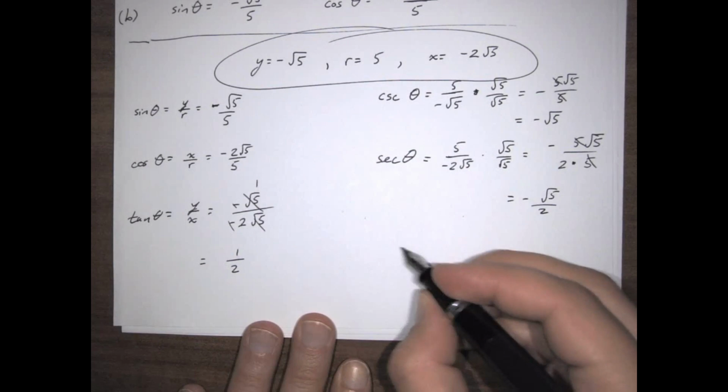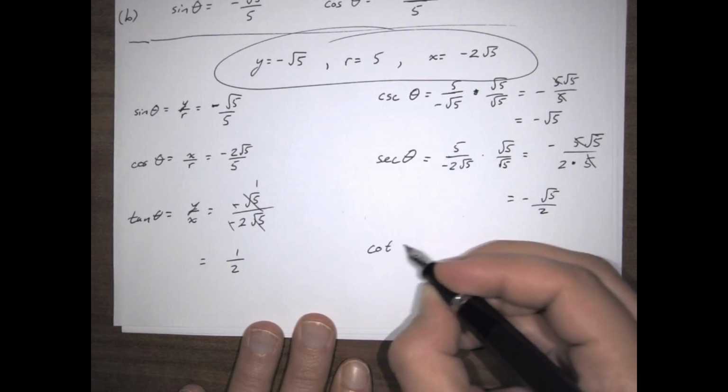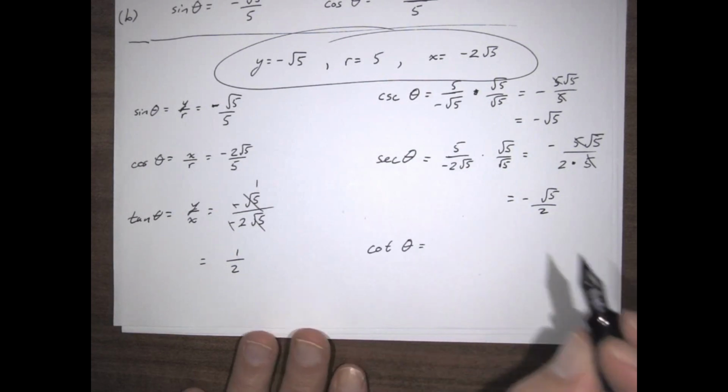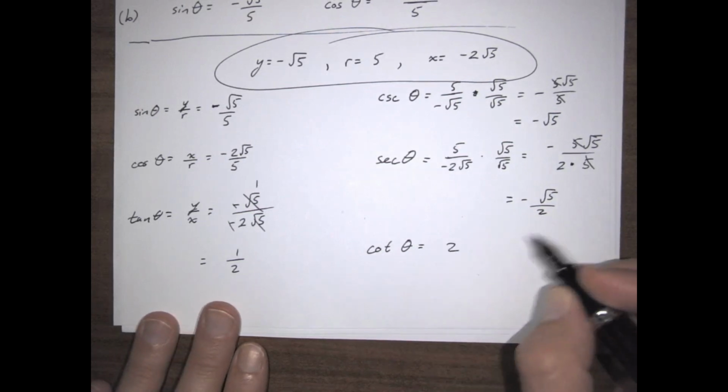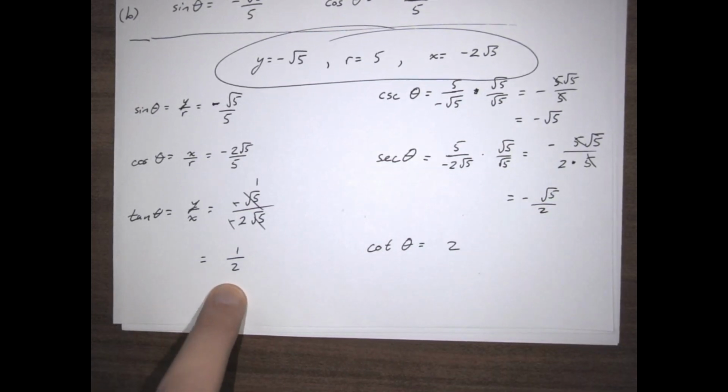Alright, and then for the cotangent theta, this is just the reciprocal of tangent, which I can just use the most convenient form of the function over here to find that. And so it just will equal 2.